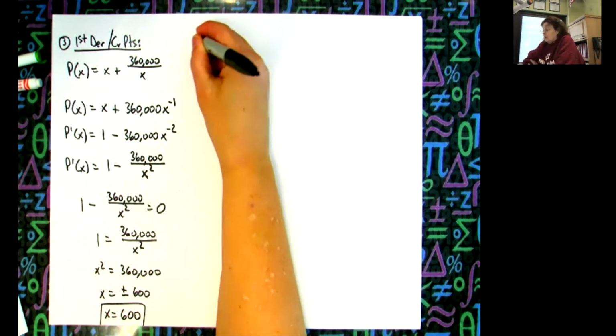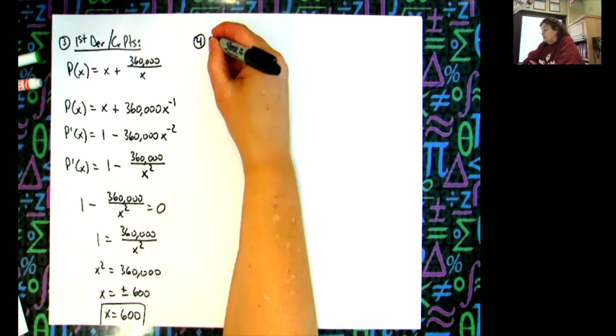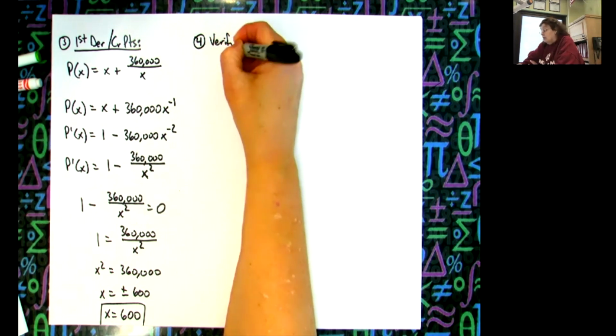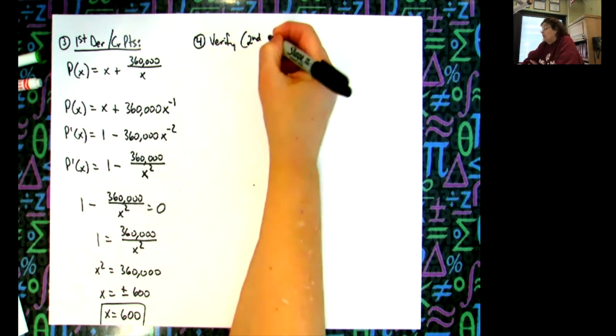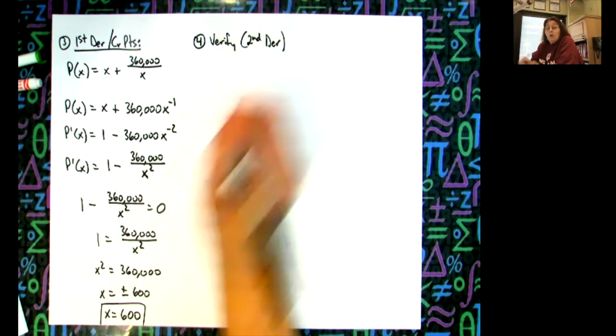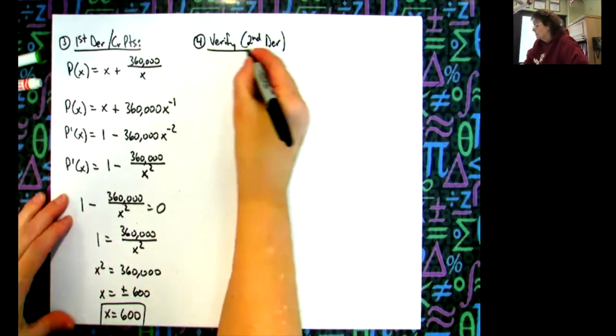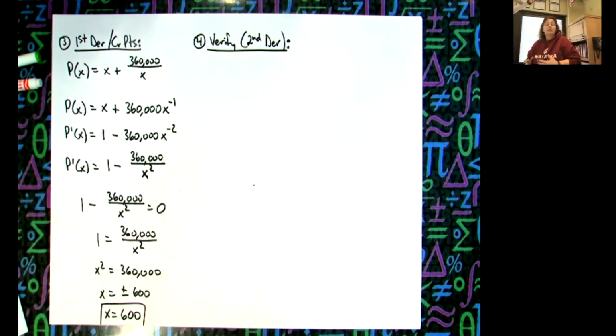Okay, so next step, step 4, is verify. And I am going to require that you verify with the second derivative. It is a whole lot easier. You just got to trust me on this. I've tried to design these, or the way we're doing them, to make it as easy as possible for you.